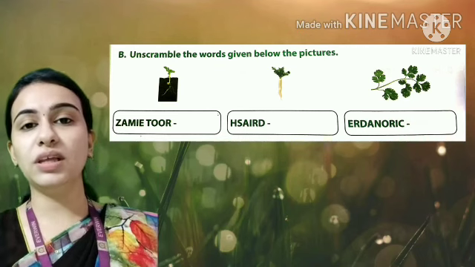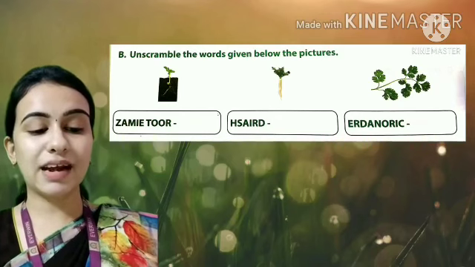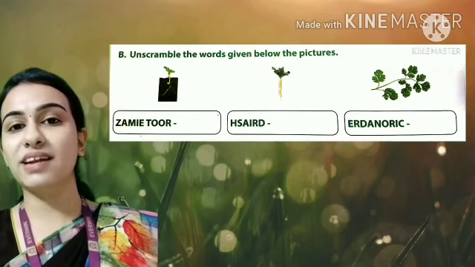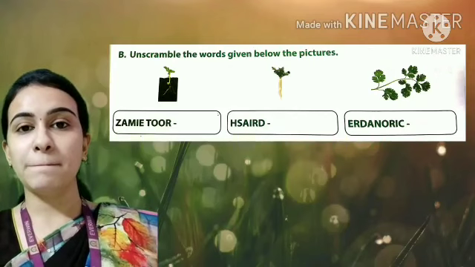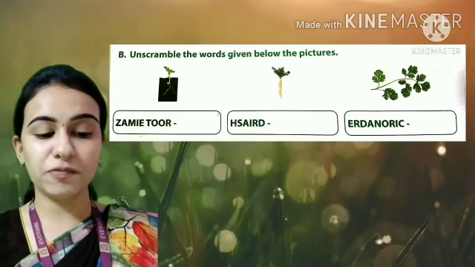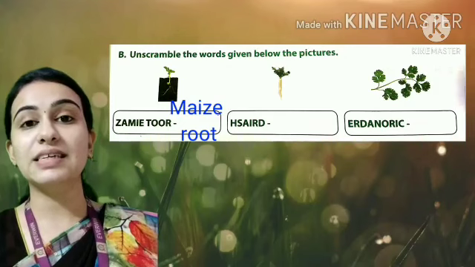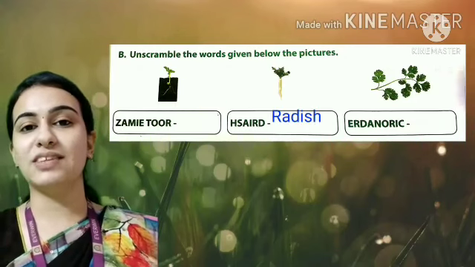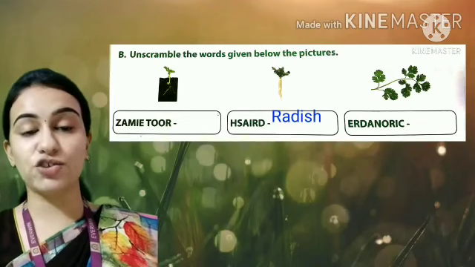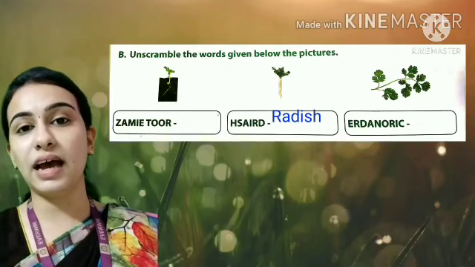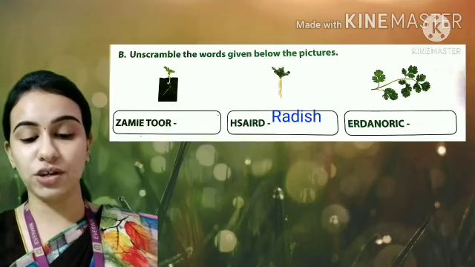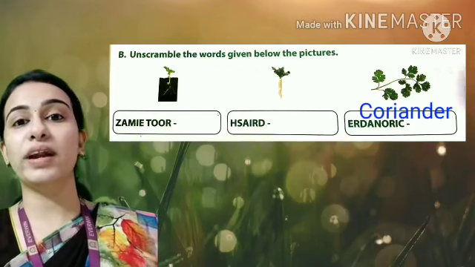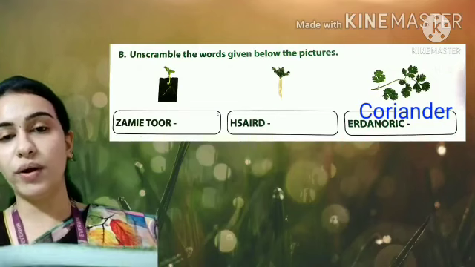Now let's do the B exercise. Unscramble the words given below the pictures. So you are going to unscramble the words which are given below the picture. What is the first picture? It is maize root. What is the second picture? Yes, you're right. It is radish. R-A-D-I-S-H. Radish. Then the third one. Yes, it is coriander leaf, right? So it is coriander.